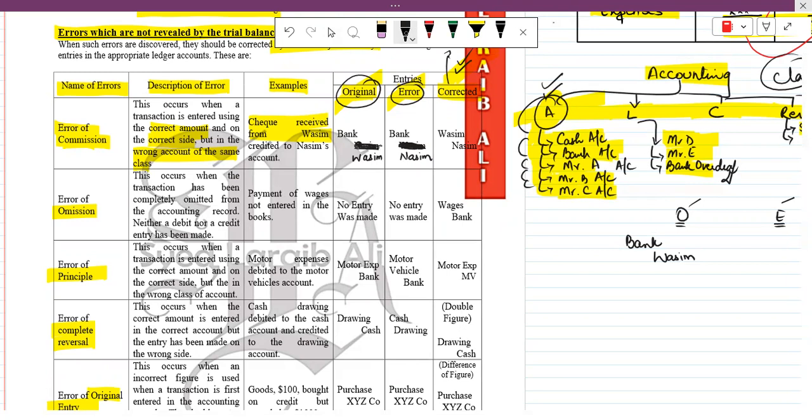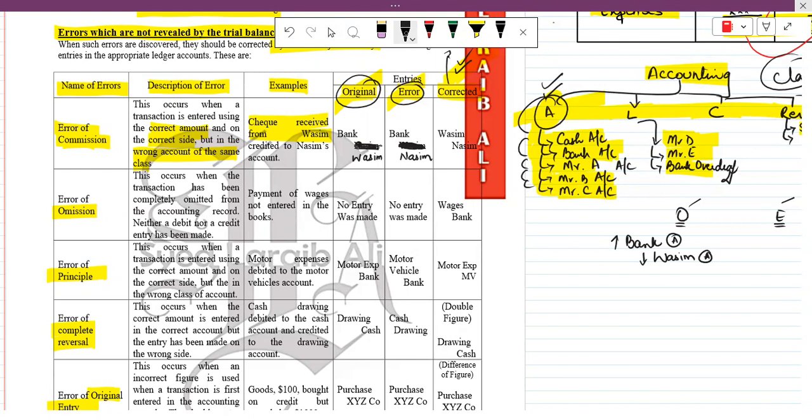Bank is an asset. Asset should have been increased here, and another asset, which is our trade receivable, should have been decreased because the customer has paid to us. So bank should have been debited, whereas Wasim should have been credited.